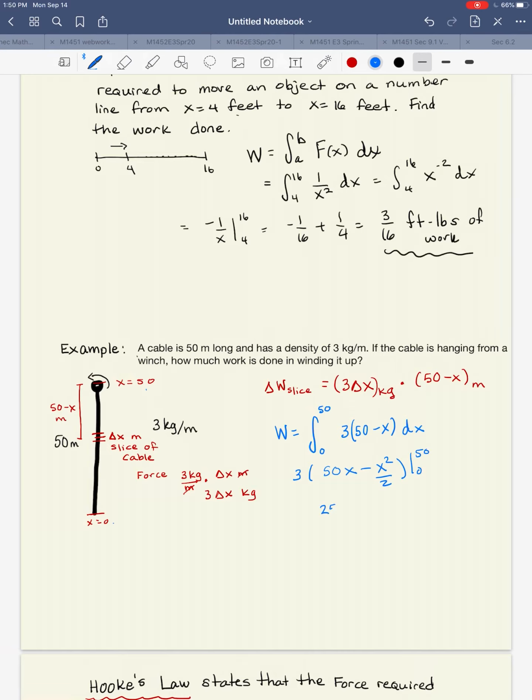50 times 50 is 2,500. 50 squared is also 2,500. Then we multiply that by 3. The 0 gives us 0. 1 times 2,500 minus a half of 2,500 is 2,500 over 2, so we get 7,500 over 2 once I distribute the 3. I said these were kilogram meters, which are called joules of work.